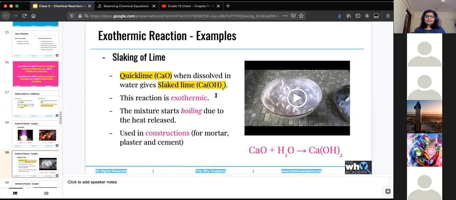Quicklime, calcium oxide, is basically your tuna. It's slightly off-white in color, not pure white, but a faded white, and it's icky to touch. When that is dissolved in water, it gives something called slaked lime. That's why this process is called slaking of lime. You're slaking the lime, and you get slaked lime.